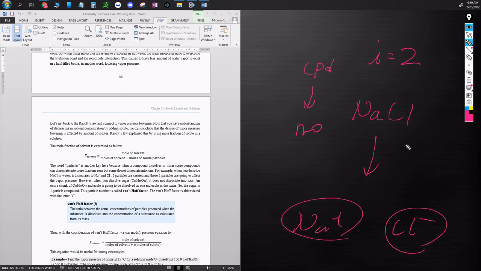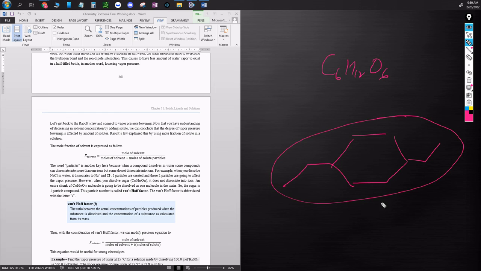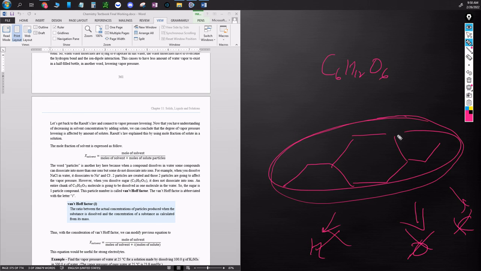Okay? And you may say, hey teacher, doesn't sugar also dissolve in water? But sugar is a covalent compound. Yes, it is. Sugar is C6H12O6. It's a hexagonal shape with a little leg on here. This does dissolve in water, but basically this whole compound dissolves as one. It does not get broken down into hydrogen, oxygen, and carbon. The whole compound dissolves as one.